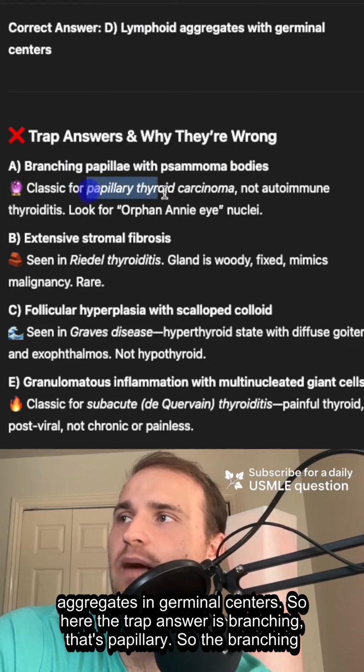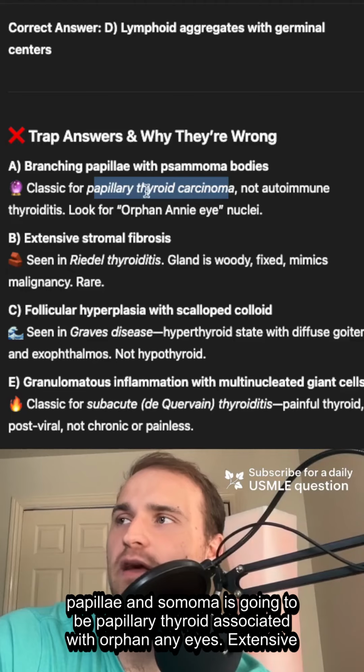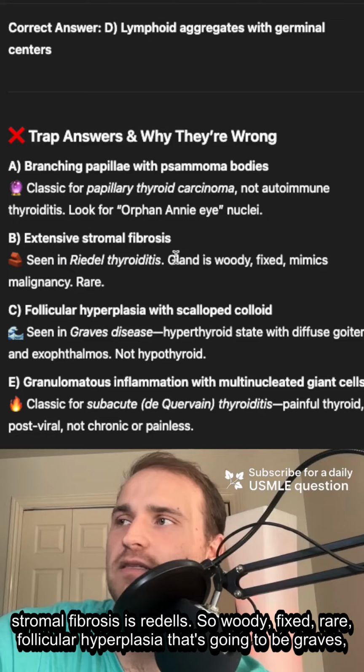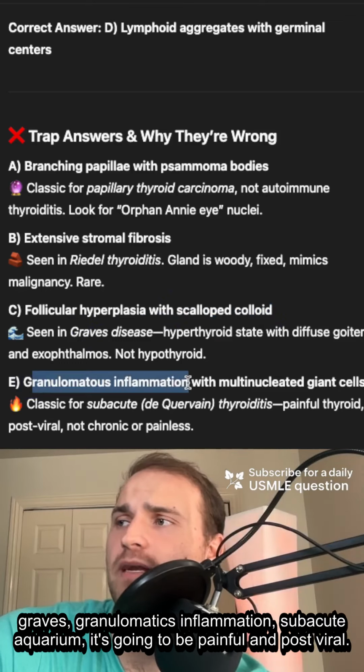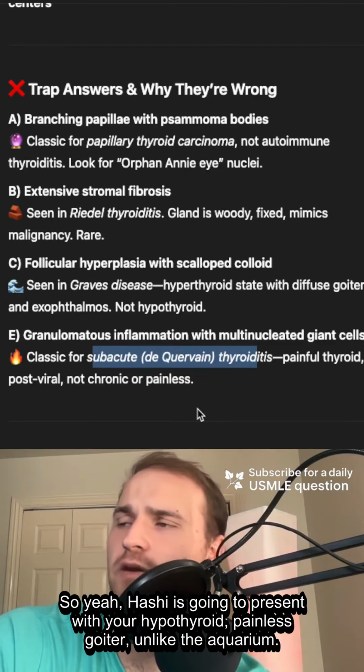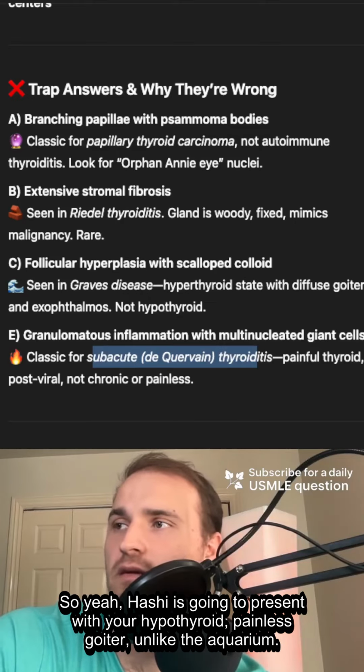Branching papillae, that's papillary thyroid carcinoma, associated with Orphan Annie eyes. Extensive stromal fibrosis is Riedel's, so woody, fixed, and rare. Follicular hyperplasia, that's going to be Graves. That's hyperthyroid. So remember the hyperplasia with scalloped colloid is Graves. Granulomatous inflammation is subacute thyroiditis, which is painful and post-viral. So Hashimoto's is going to present with hypothyroidism and a painless goiter, unlike subacute thyroiditis.